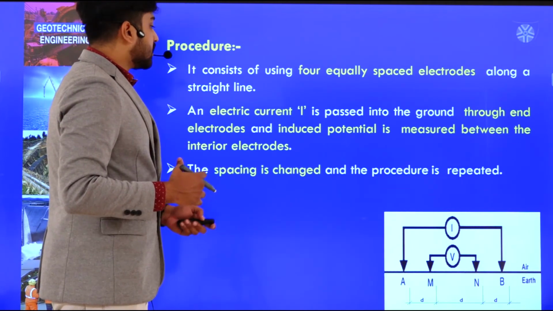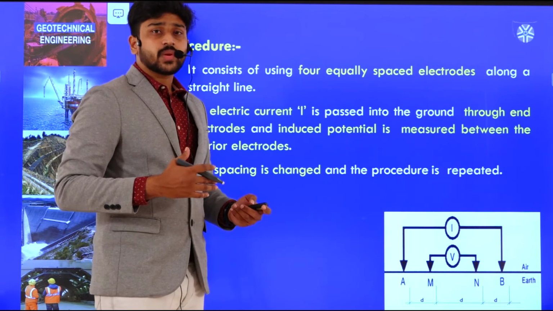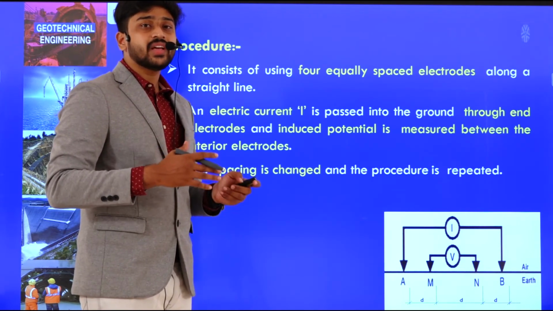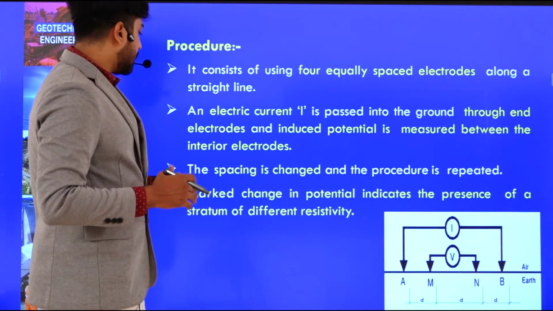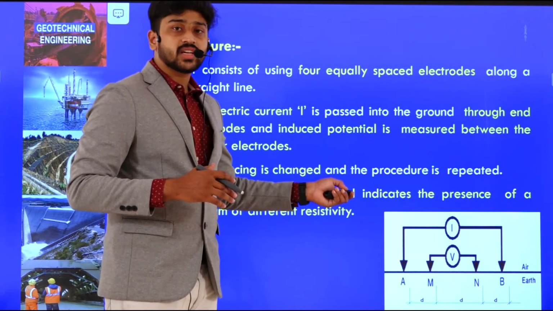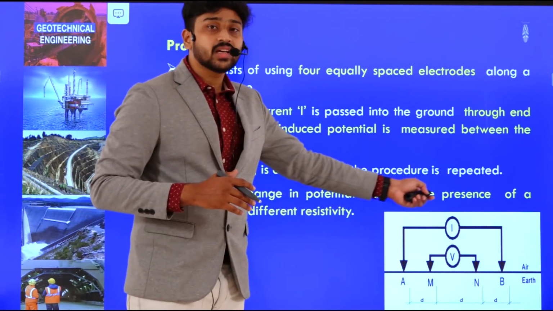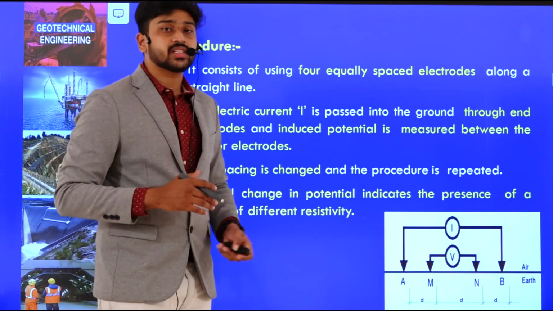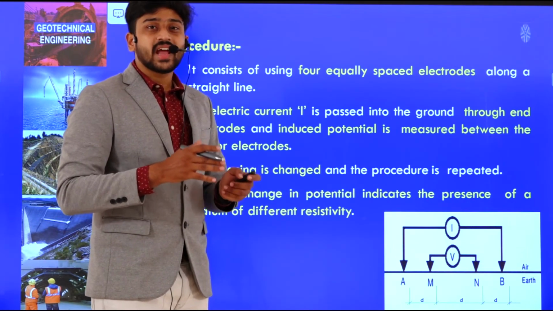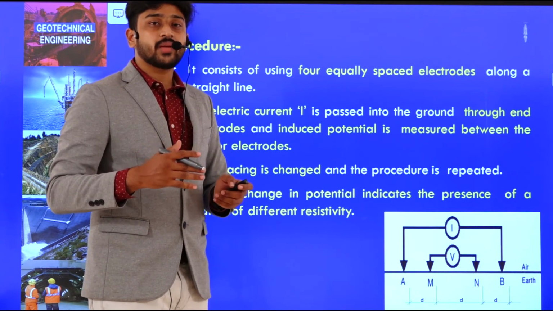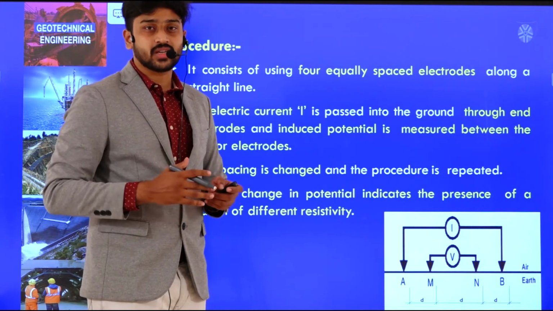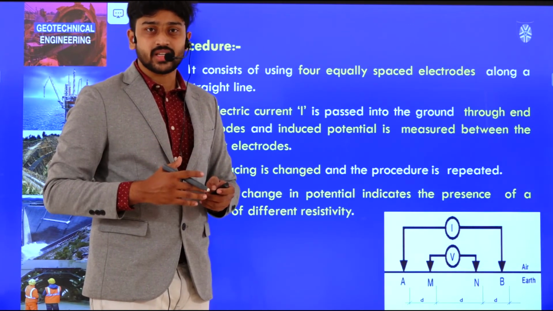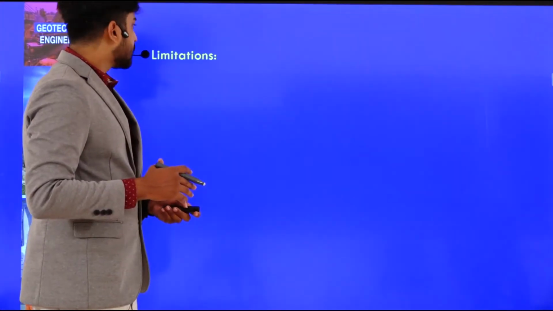After carrying out this experiment, we repeat the same procedure by changing the spacings. Finally, we mark any change in the potential. This indicates the presence of a stratum of different resistivity. Since we are carrying out this experiment at different intervals, at some point, because of this change in resistivity, we will understand that a different soil is present, because each soil has its own resistivity. Now let us try to understand the limitations of this experiment.